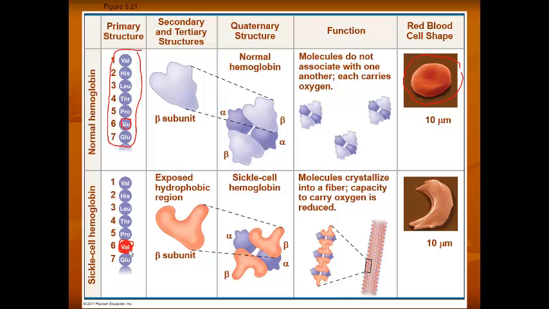Having a change in just one amino acid is going to lead to a change from this normally shaped red blood cell to this sickle-shaped red blood cell, which is not very efficient at carrying oxygen. You can see how just a change in one amino acid can lead to a change in the entire shape of the protein. Again, everything boils down to that primary structure, the linear sequence of amino acids.